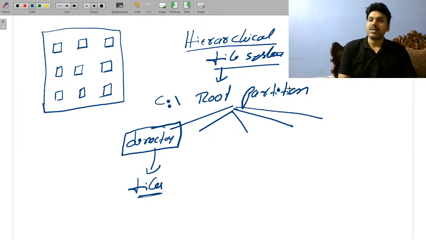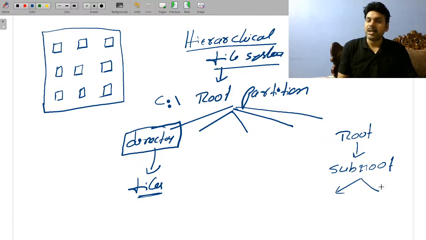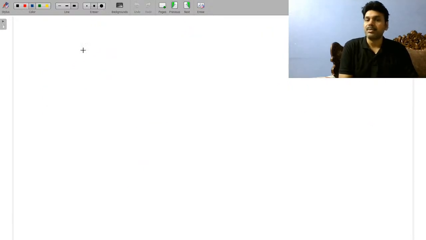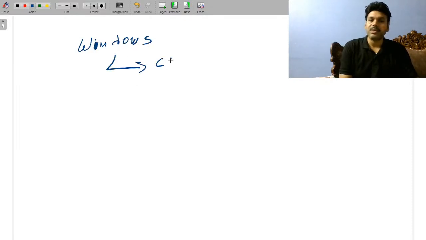Hierarchical file system means that first of all we have a root folder. From the root folder we have subfolders, and from there we have the corresponding directories. In the directories you can store your files. As far as the Windows operating system is concerned, the C drive is our root partition. If you are talking about Windows, the C drive is your main root partition.